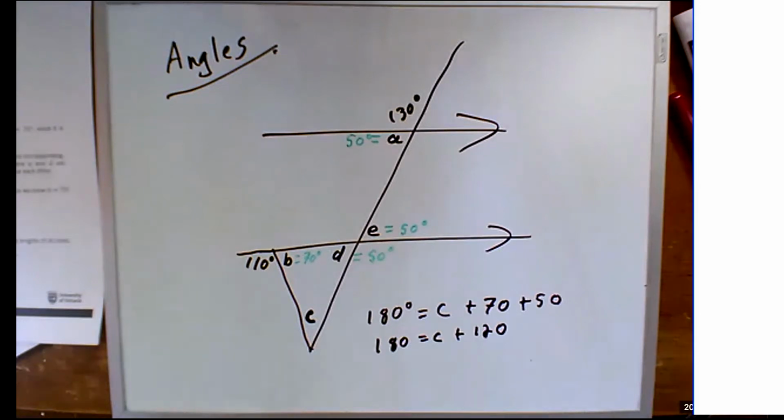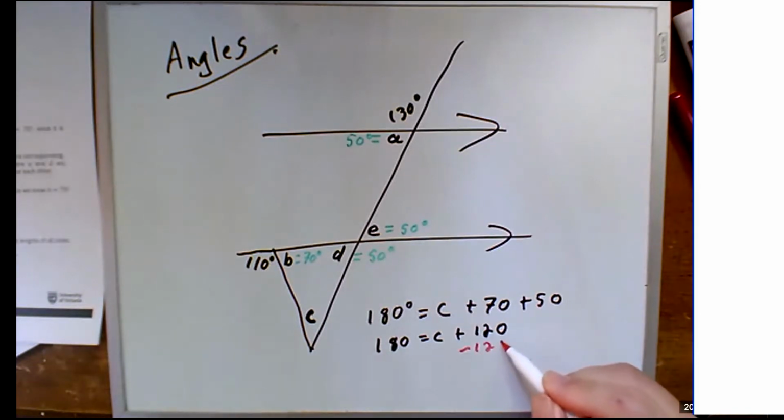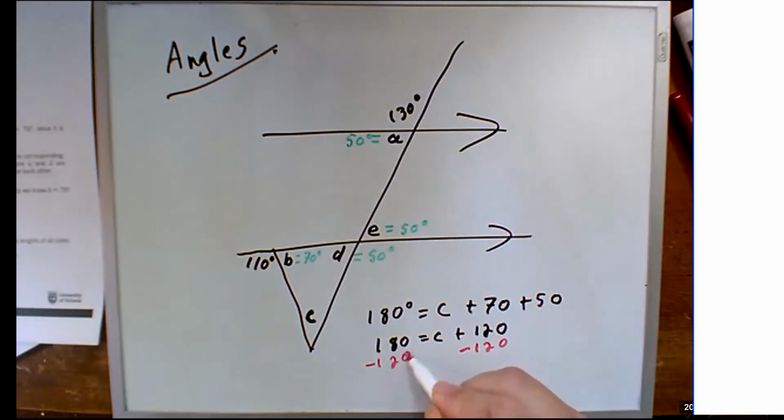We do just a quick little bit of arithmetic to figure this out. I'll subtract 120 from both sides, and that tells me that C is equal to 60.